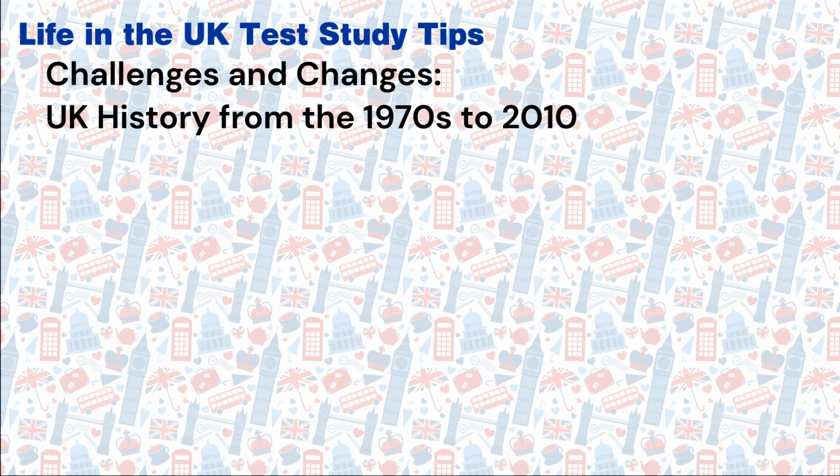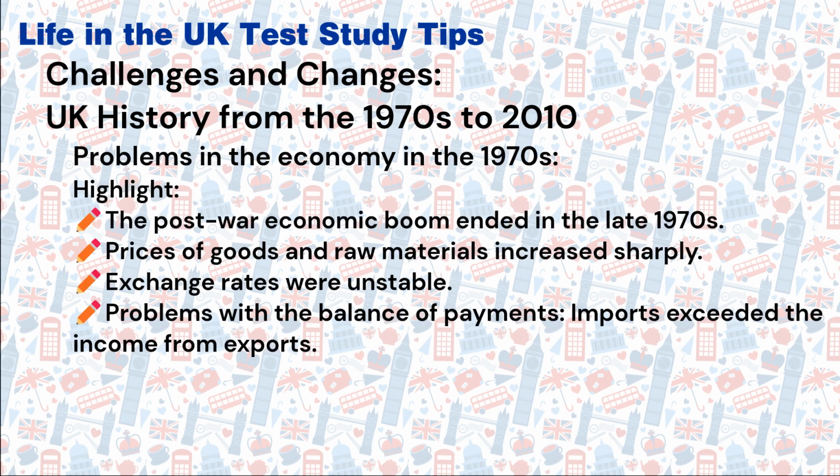Challenges and changes. UK history from the 1970s to 2010. Problems in the economy in the 1970s. Highlight. The post-war economic boom ended in the late 1970s. Prices of goods and raw materials increased sharply. Exchange rates were unstable. Problems with the balance of payments, imports exceeded the income from exports.